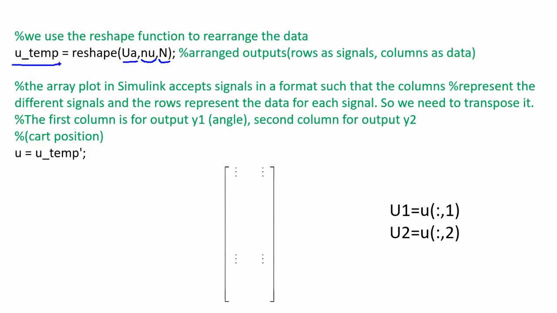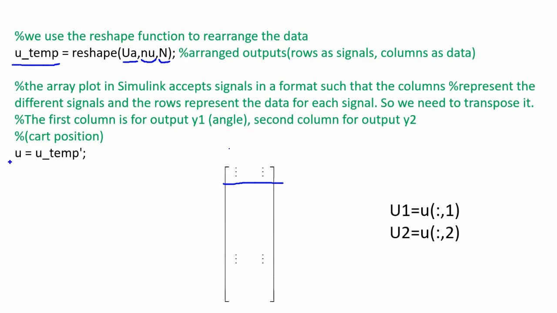This utemp will be arranged with the rows as signals and the columns as data, which means that each row represents one control input. So if there are two control inputs in the process, there will be two rows, or nu number of rows, and the columns are the data. From this vector, it will rearrange so that it has nu number of rows corresponding to each control input, and n number of data points corresponding to the whole prediction horizon.